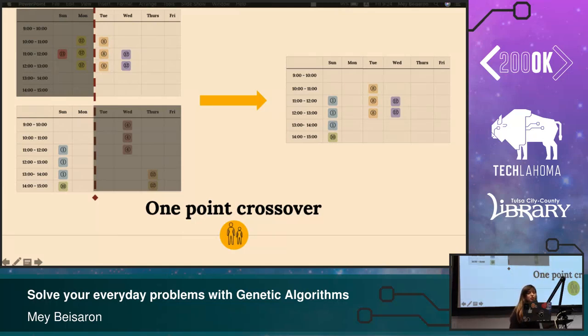Another thing that one-point crossover is good for is if it's important for you to keep the order inside the solution. For me, it was good to keep the order because if I have a good timetable from Sunday until Tuesday or Wednesday, I want to keep that part, which is good. And I want to maybe try to handle the other part, which is not as good. This is why one-point crossover was good for this specific problem.